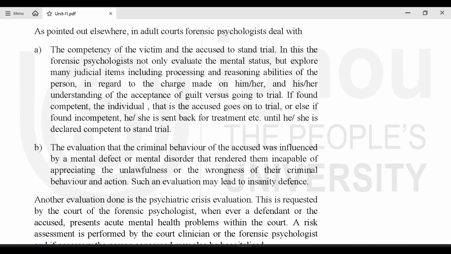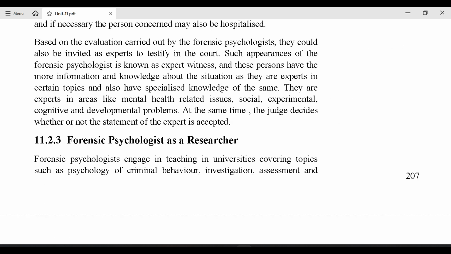Another evaluation done is the psychiatric crisis evaluation. This is requested by the court of the forensic psychologist, whenever a defendant or the accused presents acute mental health problems within the court. A risk assessment is performed by the court clinician or the forensic psychologist, and if necessary the person concerned may also be hospitalized.